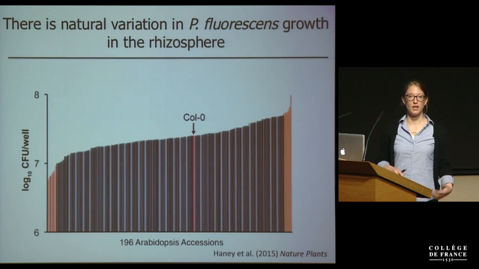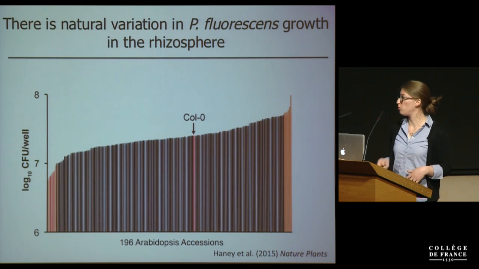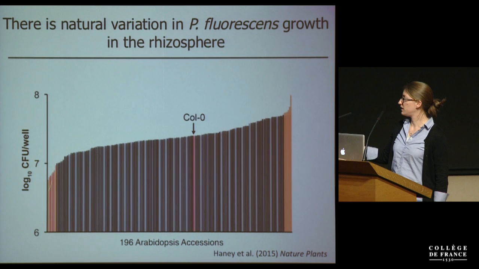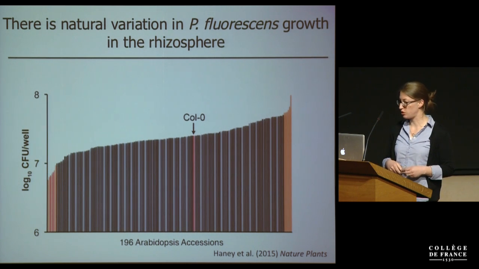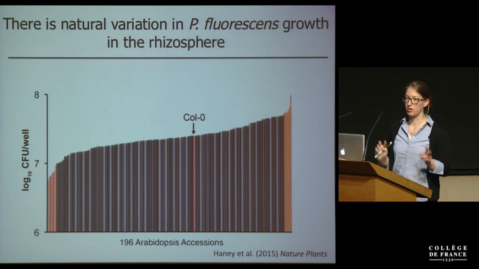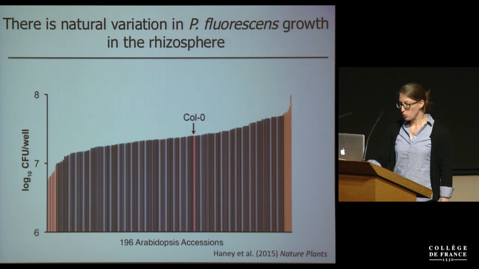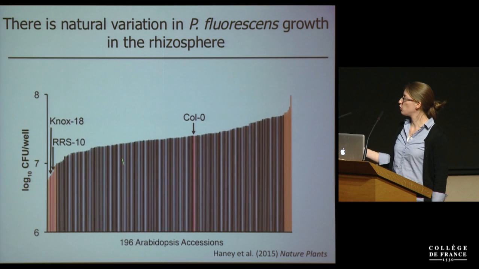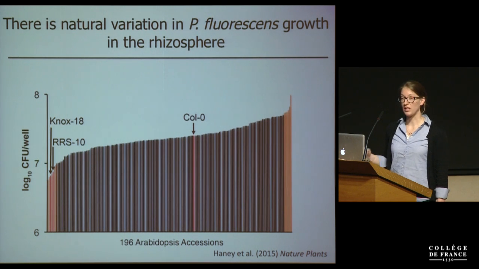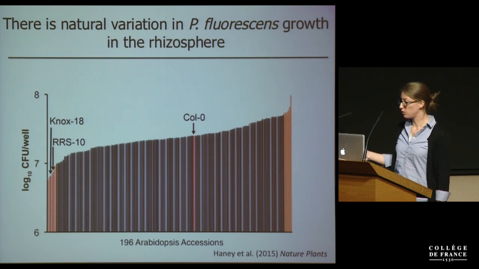Using this assay, I screened 196 of those Arabidopsis accessions that I just told you about, and I found that, in fact, there is natural variation in Arabidopsis' ability to associate with Pseudomonas fluorescens. So here is log CFU per well. And these are the accessions plotted on the x-axis, and you can see there's about a log difference in the ability of Arabidopsis to associate with Pseudomonas. Col0 is our wild-type reference accession, although these are all wild-type naturally occurring strains. And for the next few slides, I'm going to focus on these 2 Arabidopsis accessions, NOX18 and RS10, that support less growth of Pseudomonas than Col0.